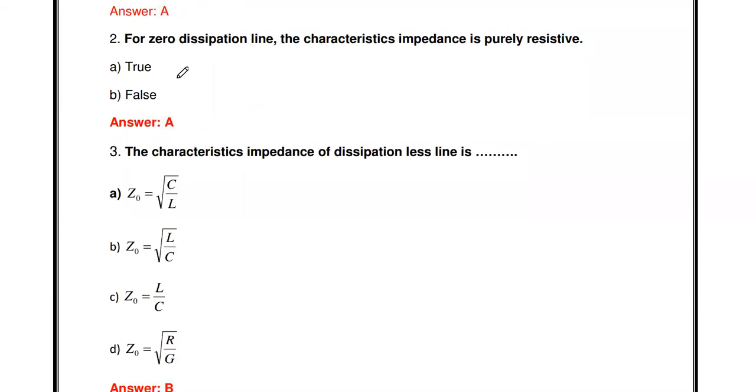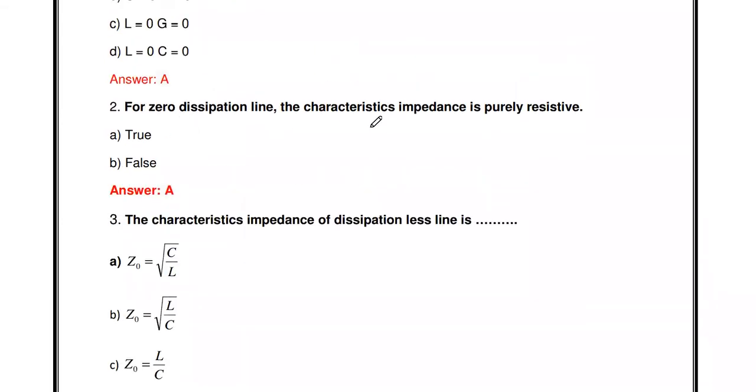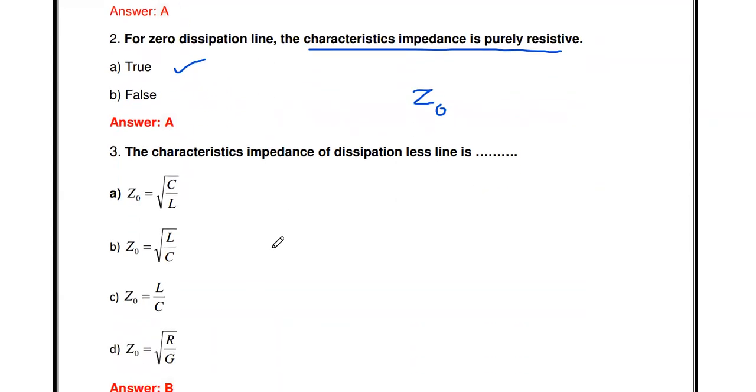Then the next question: for zero dissipation line, the characteristic impedance, that is the Z0 value, is a purely resistive component. Is it true or false? It's true. So for zero dissipation line, the characteristic impedance is a purely resistive component. The answer for this second question, we will discuss in the third one.